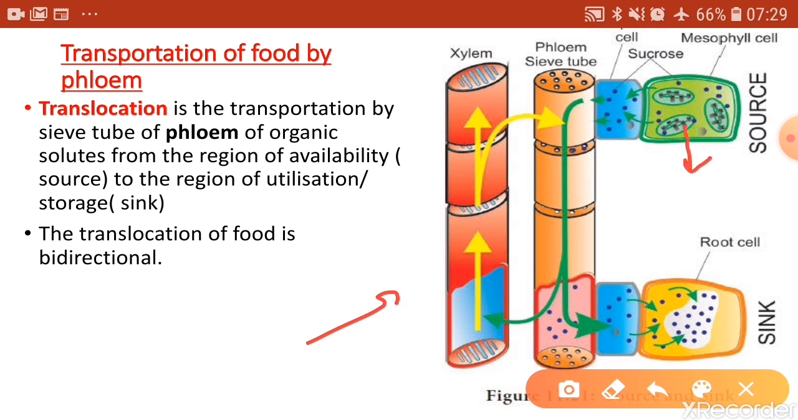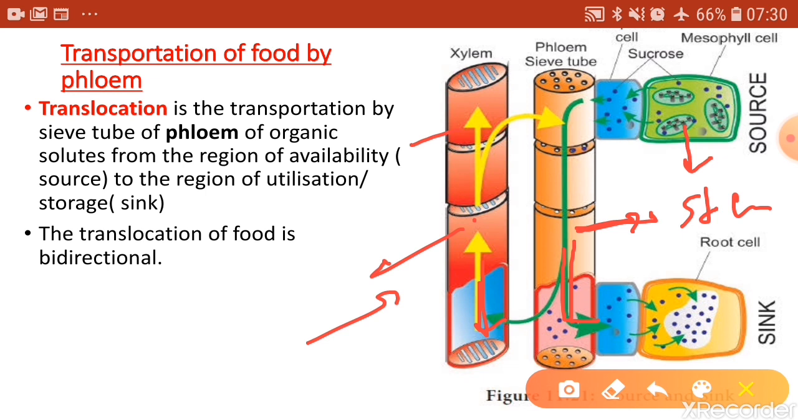Here is the mesophyll cell. Here you have the sieve tubes and the xylem vessels which are adjacent to the sieve tubes. Also you know that the xylem vessels and the sieve tubes of the leaves are connected to the xylem vessels and sieve tubes of the stem region. The xylem vessels of the stem are connected to the xylem vessels of the root, and the sieve tubes of the stem are connected to the sieve tubes present in the root. So all are connected to one another in the form of a tube.